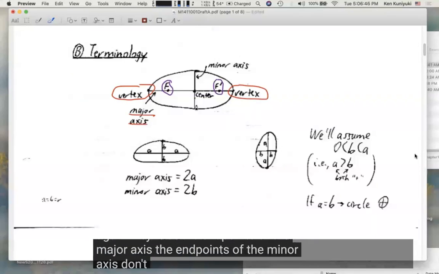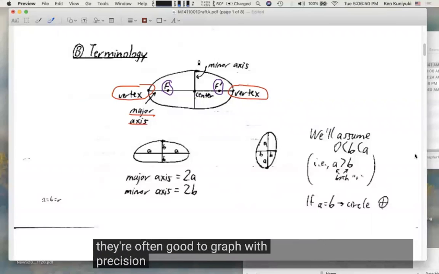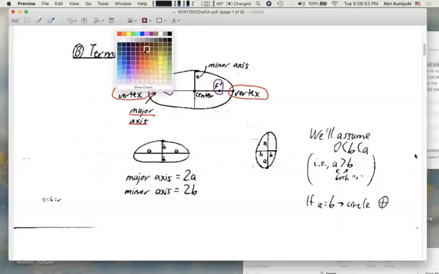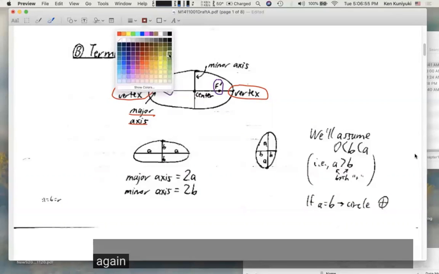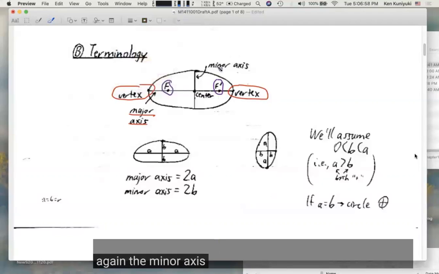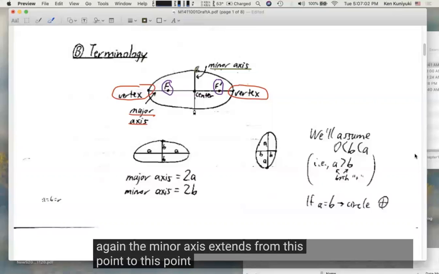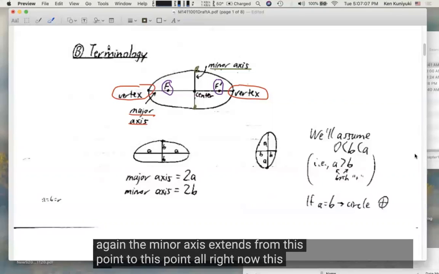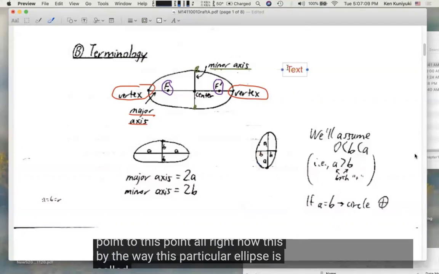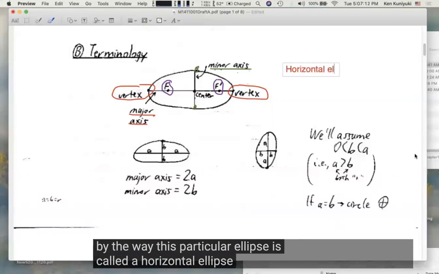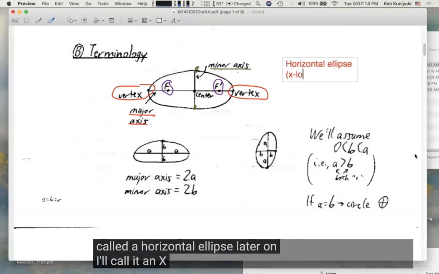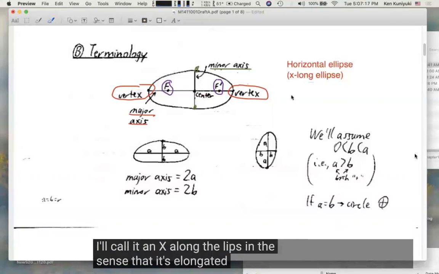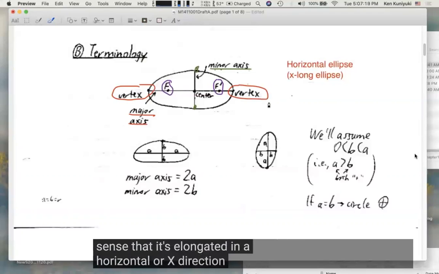The endpoints of the minor axis don't have great names to them, but they're often good to graph with precision. Again, the minor axis extends from this point to this point. All right. Now this, by the way, this particular ellipse is called a horizontal ellipse. Later on, I'll call it an x-long ellipse in the sense that it's elongated in the horizontal or x direction.